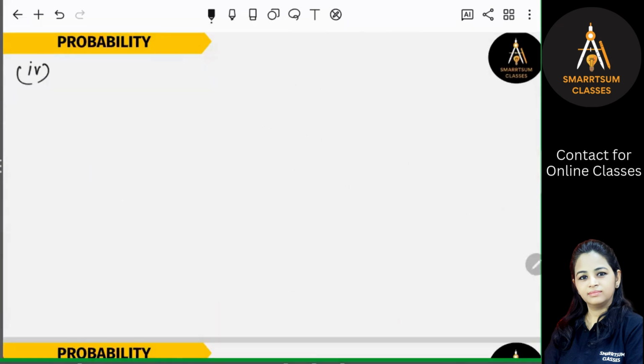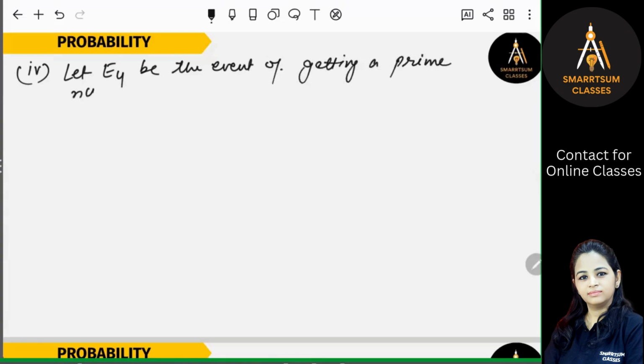So now in part 4, we have to find the probability of getting a prime number, right? So again, let us assume that E4 be the event of getting a prime number. That you are throwing a die and you are getting a prime number. This is an event. Is it clear? And suppose E4 is that event, right? Now we will find out what are the favorable outcomes for this event to happen, right? So the favorable outcomes.